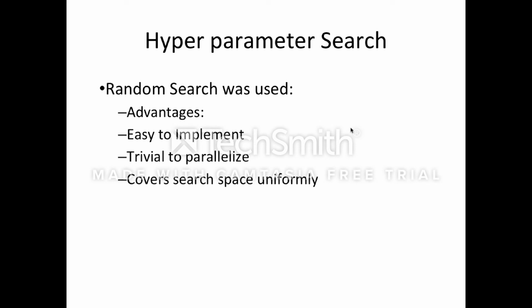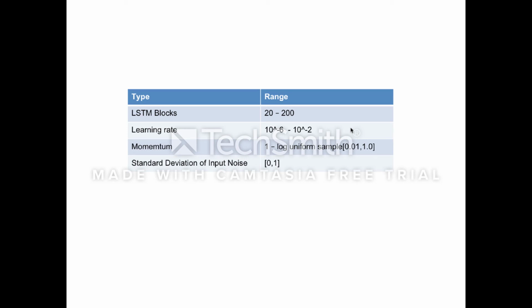The hyperparameter search in this paper used a random method. The main reason for using the random method was that it was easy to implement and trivial to parallelize, and it covers the search space in a uniform way. And in this paper, the authors did 200 trials, and there are a total of 4 hyperparameters, each with its particular range to cover. And the table shows all the different hyperparameters which were tuned by the authors.